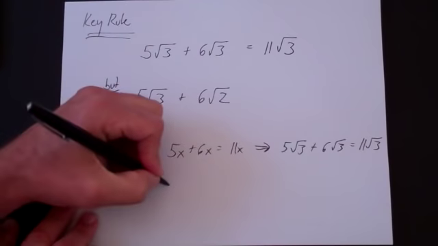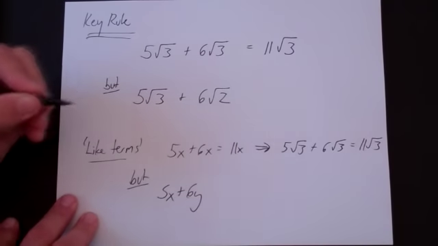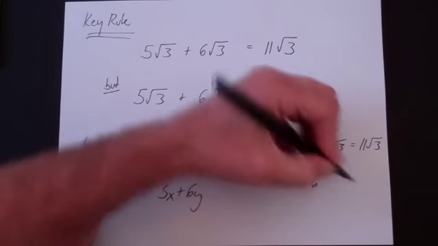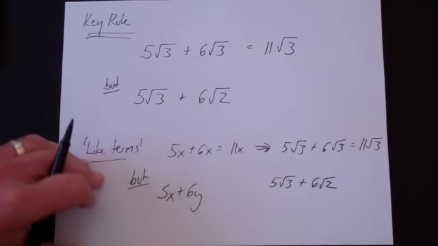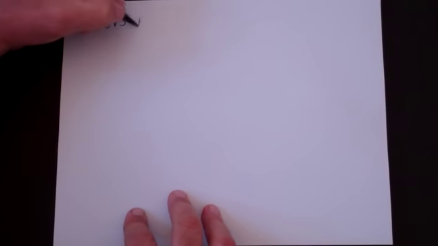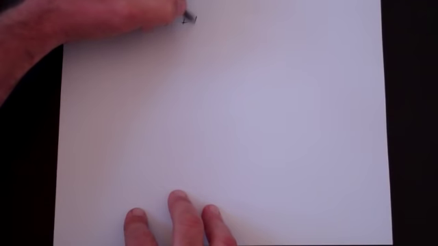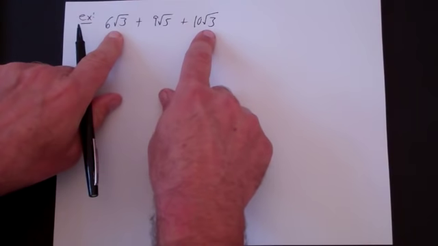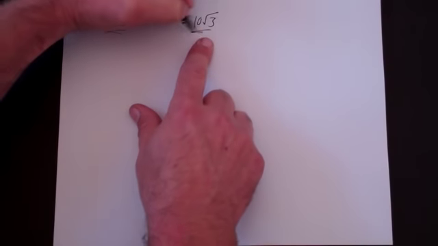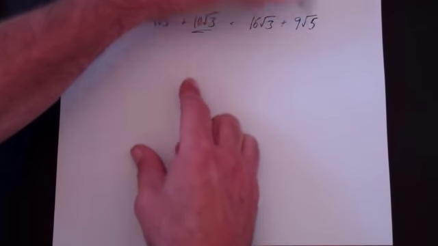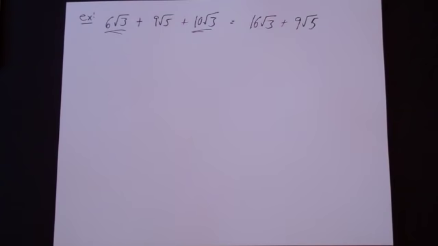But 5x plus 6y you can't simplify. 5 square root of 3 and 6 square root of 2 you can't simplify in the same way. So the rules are almost identical. So let's look at a real quick example. We have 6 root 3 plus 9 root 5 plus 10 root 3. So the first thing that we notice is that this is a root 3 and this is a root 3, so we'll be able to combine these two terms, and our answer would be 16 root 3 plus 9 root 5. And that's the first idea.